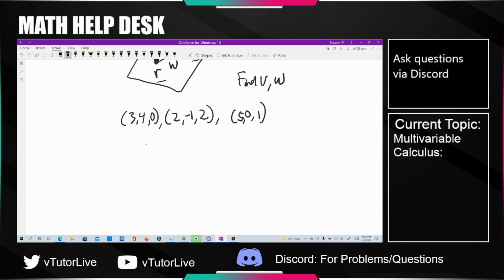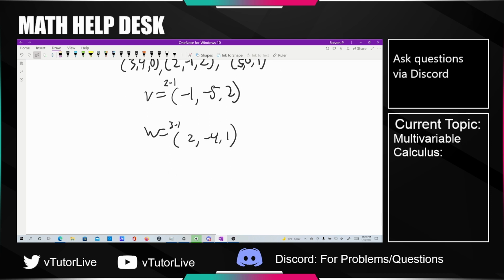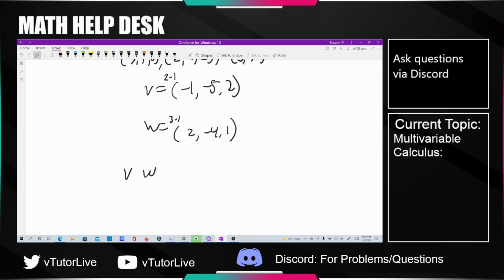Yeah, so what does this look like? Basically, I'm going to say V is equal to one of these minus the other. So 2 minus 3 is -1, -5, 2. And W, this is 1, 2, and 3, so 2 minus 1, and 5 minus 3 is 2, -4, and 1. So then I'm going to cross V and W together.